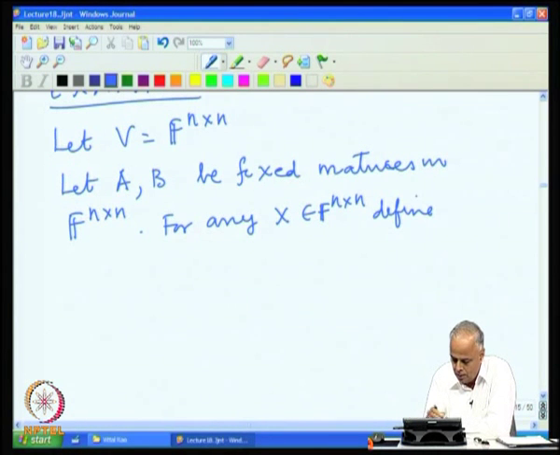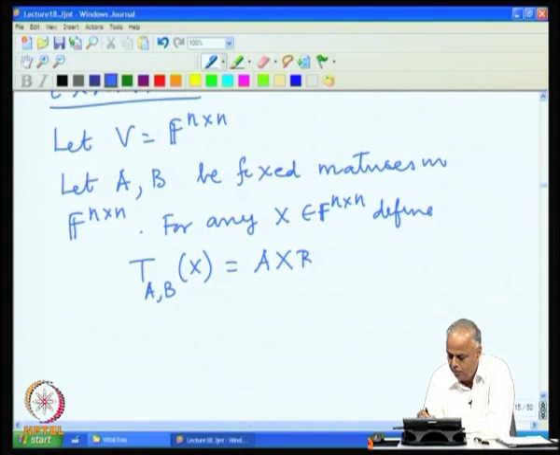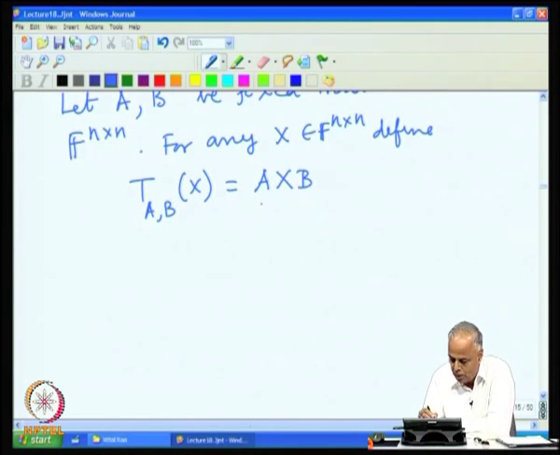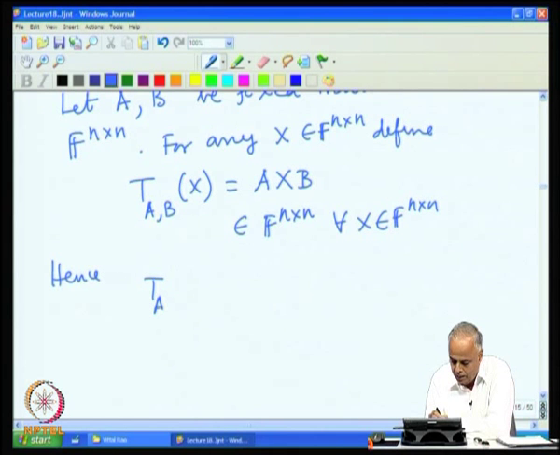define TA comma B of x to be, use A for pre multiplying and B for post multiplication. Now, we leave it as an x. First of all, you observe that everything is an n by n matrix. So, the product is going to be an n by n matrix, and therefore, TAB of x is also an n by n matrix. So, this belongs to Fn cross n for every x in Fn cross n, and hence TAB is certainly a transformation from Fn cross n to Fn cross n.